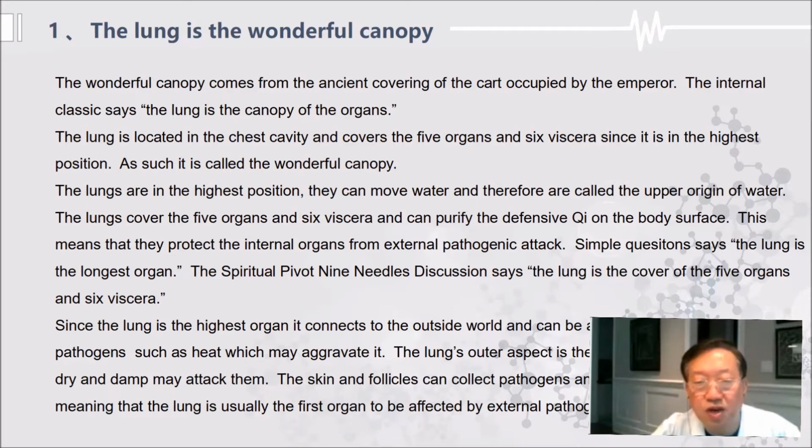Simple Question says, the lung is the largest organ. The Spiritual Pivot 9 Needles discussion says, the lung is the cover of the 5 organs and 6 viscera. Since the lung is the highest organ, it connects to the outside world and can be attacked easily by external pathogens, such as heat, which may aggravate it. The lung's outer aspect is the skin and pores, and wind, cold, dry, and damp may attack them. The skin and follicles can collect pathogens and then attack the lungs inwardly, meaning that the lung is usually the first organ to be affected by external pathogens.